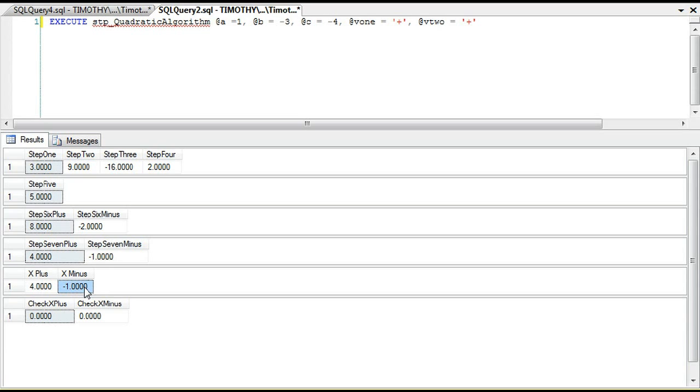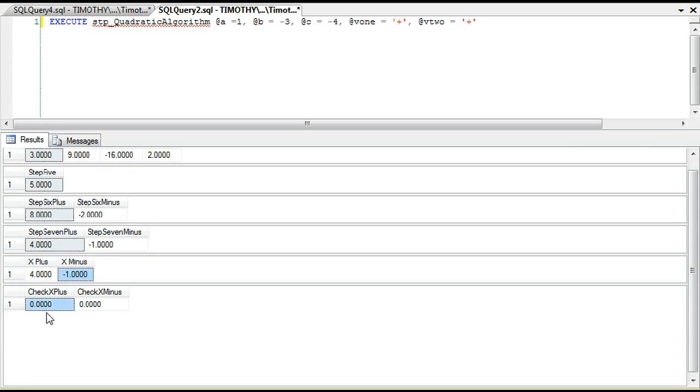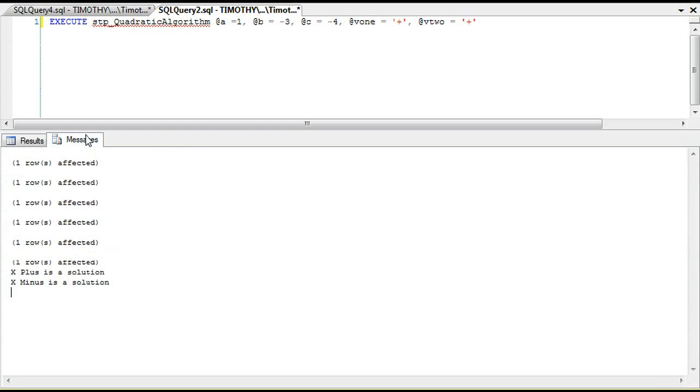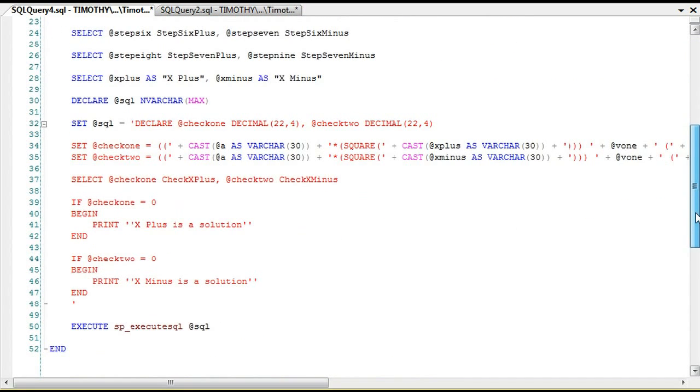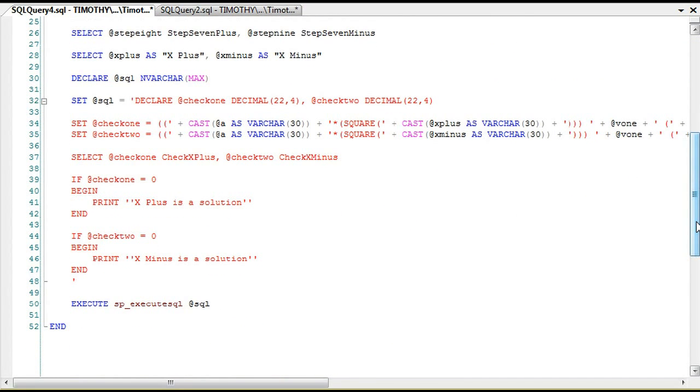Now again, in the quadratic formula, and this is the reason why I use this one, not all solutions are the correct answer. So you have to plug it back into the equation, going back again to ax squared plus bx plus c equals 0. Whatever your x value was, whether it is this or this, plug it back in, and it has to equal 0. So you'll see the check plus and the check minus. It's checking these answers, and if they're 0, they're good, and then it'll print out x plus is a solution and x minus is a solution.